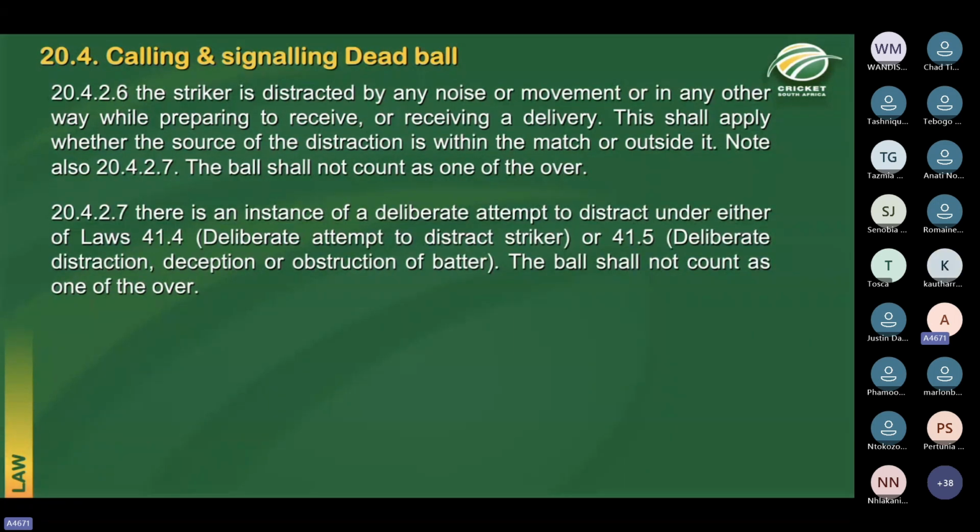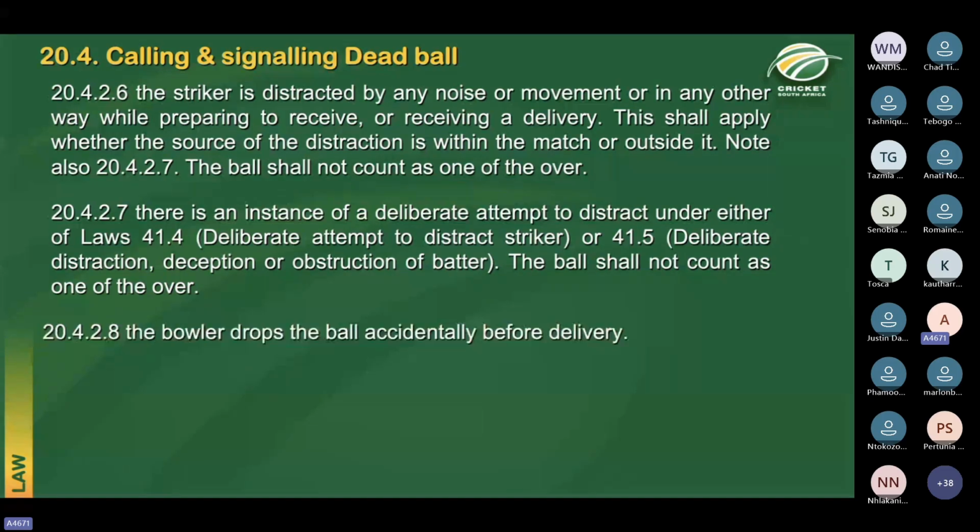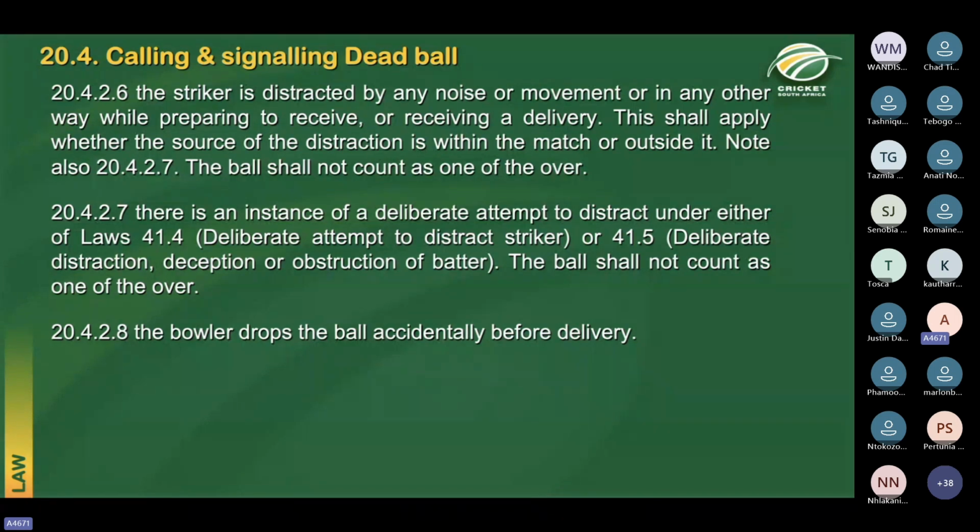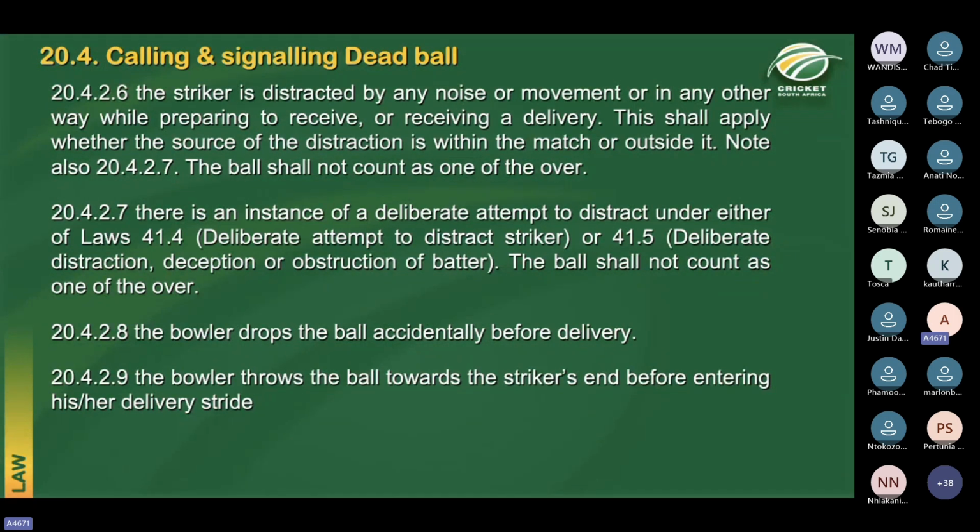If there is a deliberate attempt to distract the striker, or there's deliberate distraction, deception, or obstruction of either batter, either umpire shall call and signal dead ball. This ball shall not count as a legal delivery in the over and needs to be re-bowled. If the bowler drops the ball accidentally before delivery, either umpire shall call and signal dead ball. If the bowler throws the ball towards the striker's end before entering his or her delivery stride, either umpire shall call and signal dead ball.